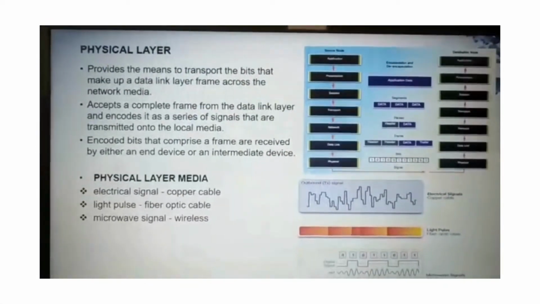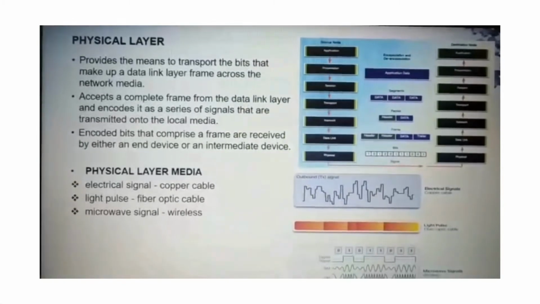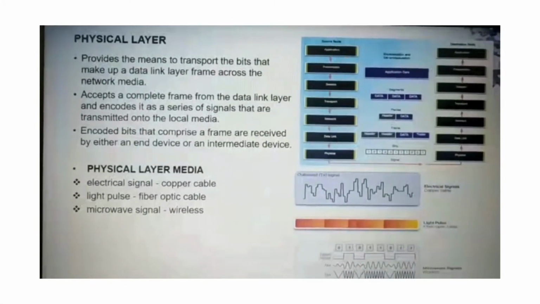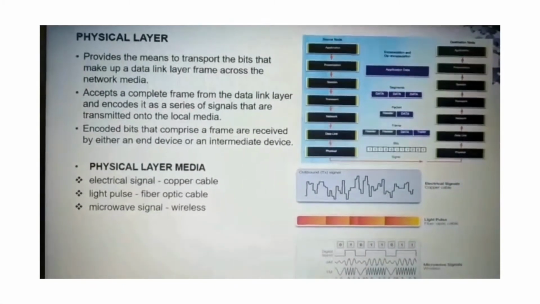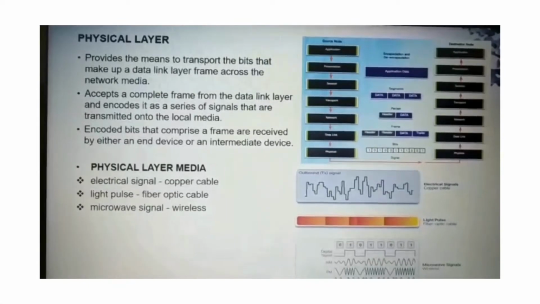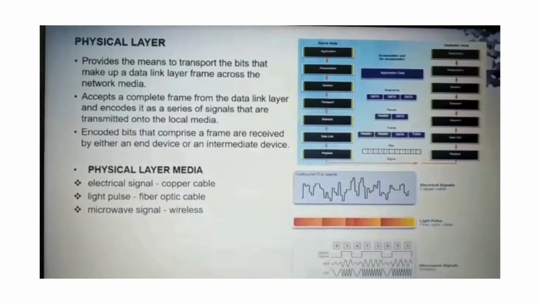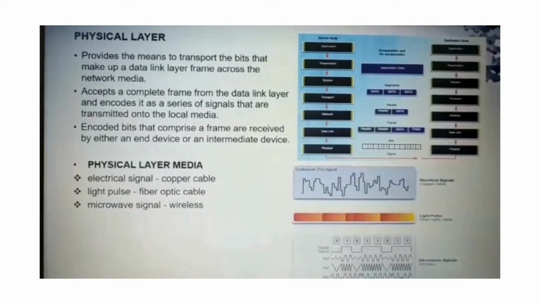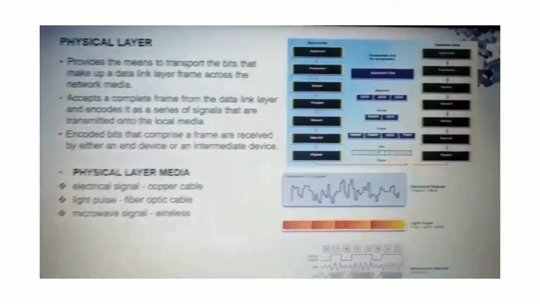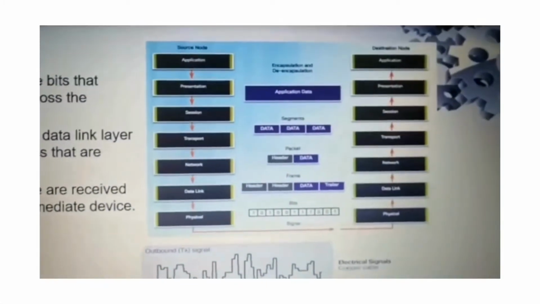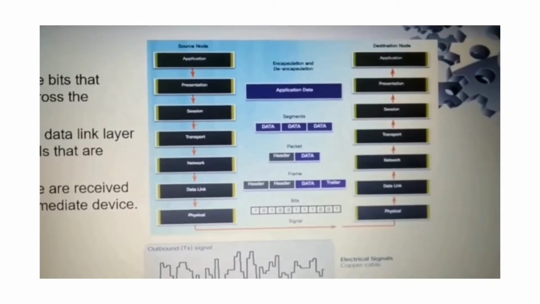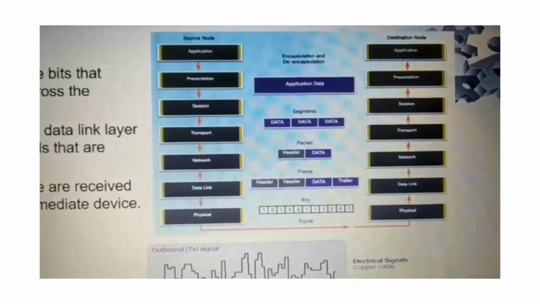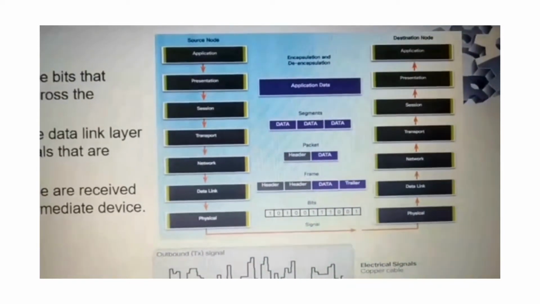The physical layer provides the means to transport the bits that make up a data link layer frame across the network media. It accepts a complete frame from the data link layer and encodes it as a series of signals that are transmitted onto the local media. The encoded bits that comprise a frame are received by either an end device or an intermediate device. This is the physical layer, which has 7 layers: application, presentation, session, transport, network, and data link. And the last one is the physical.